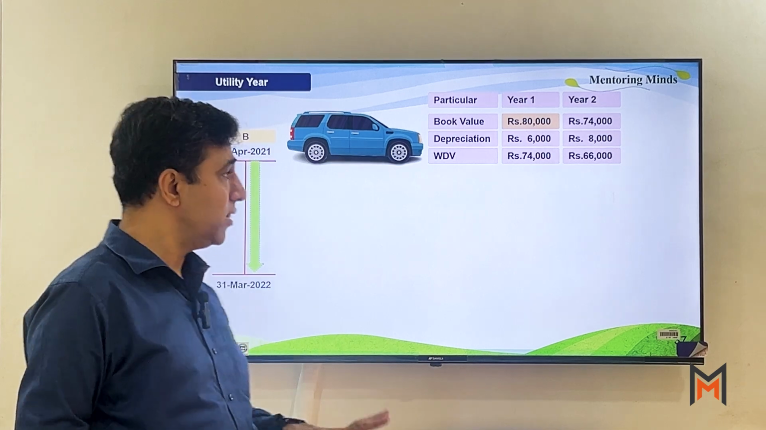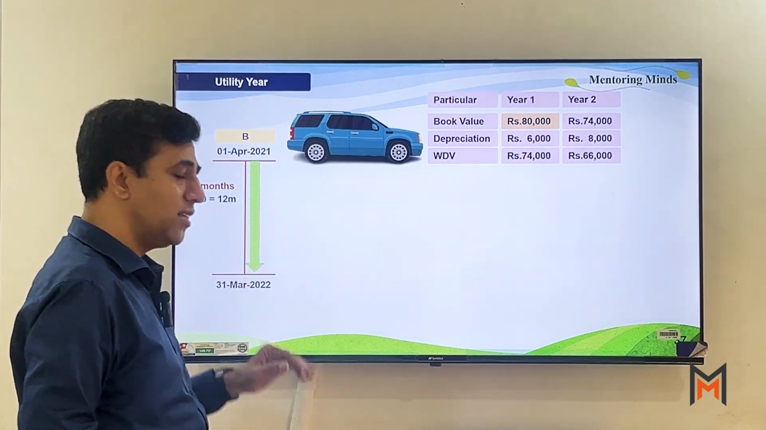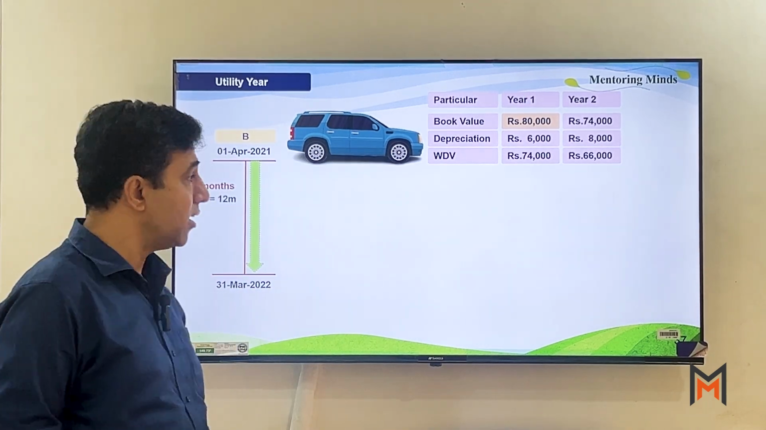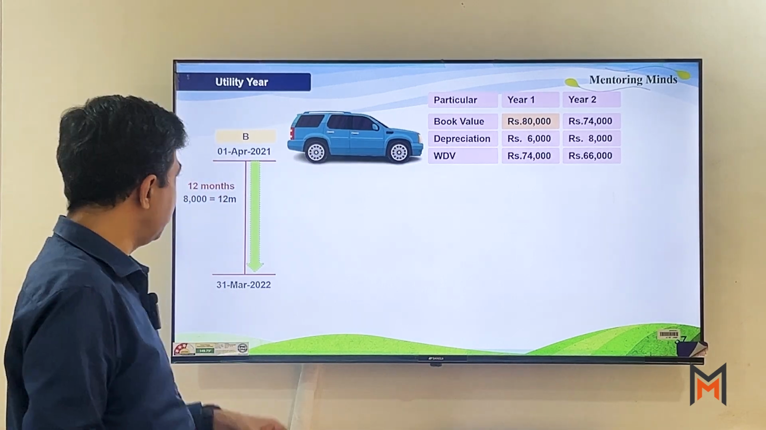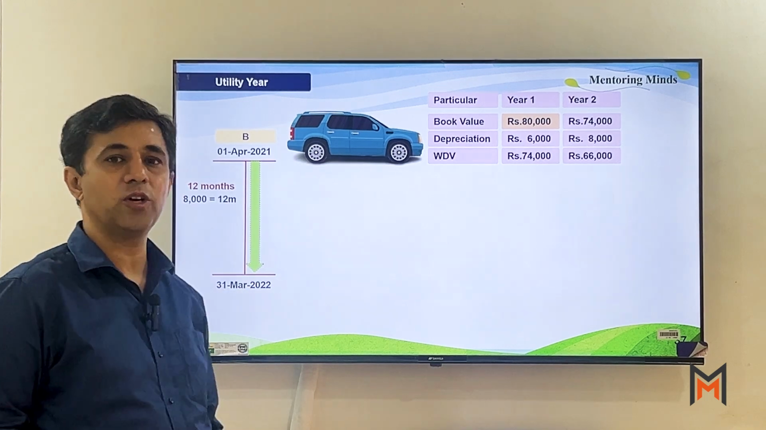Got it? So in the second year क्या हमने कोई asset purchase करी? सर नहीं. क्या हमने asset बेची? The answer is nahi. So what have we done with the asset? We have just utilized the asset for 12 months.